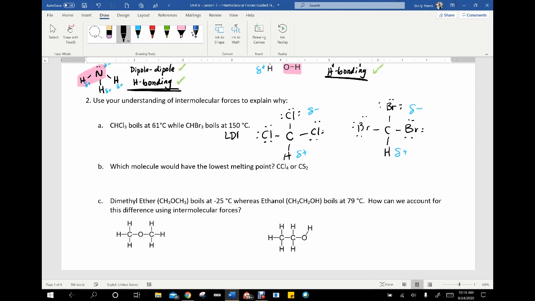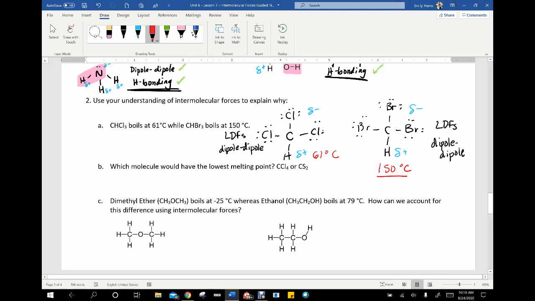So let's start just by listing the forces that we know they have. So they both have dipole-dipole forces, and they both have LDFs. Now, what they told us is that the molecule with bromine boils at a much higher temperature than the molecule with chlorine. And so what we have to think about is a higher boiling point means stronger intermolecular forces.